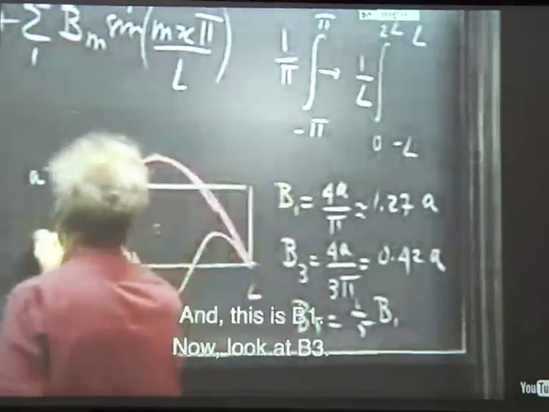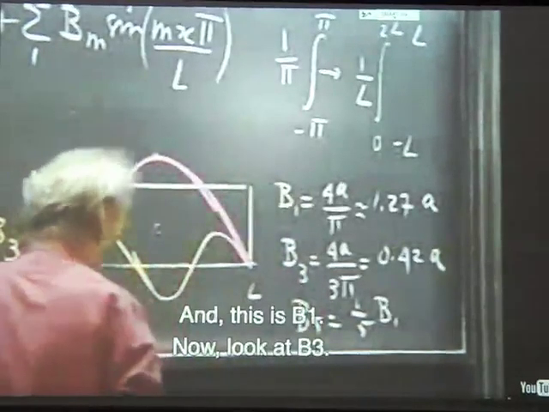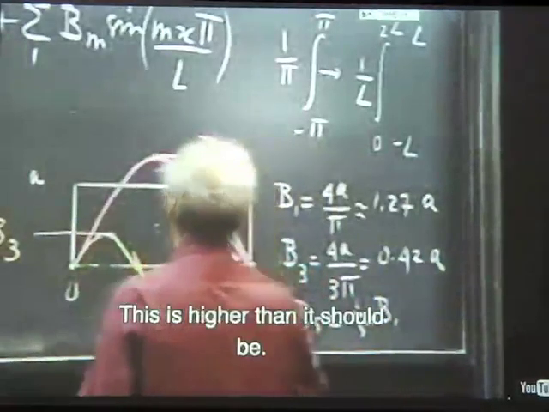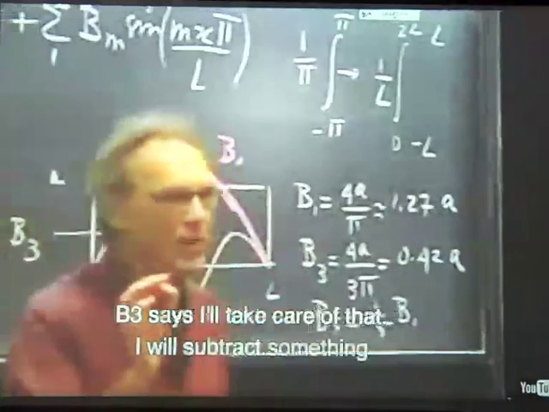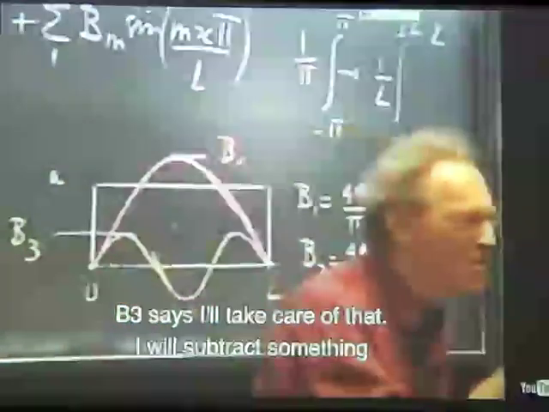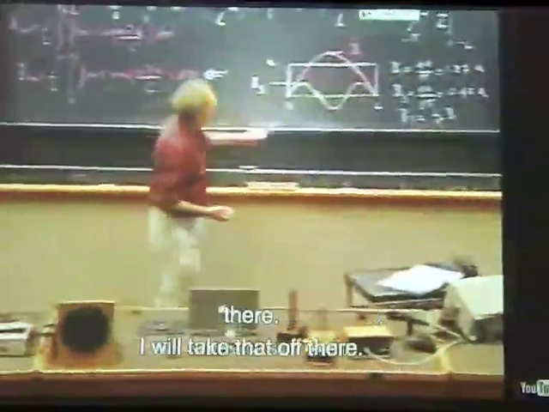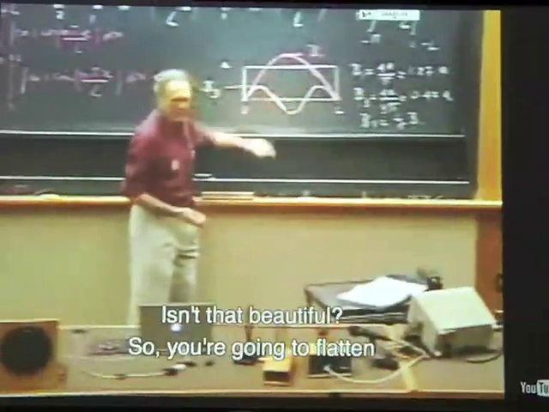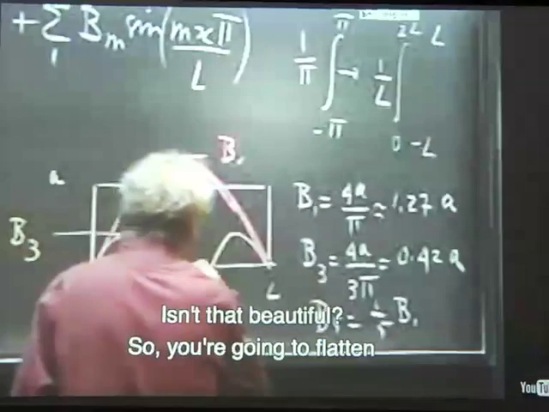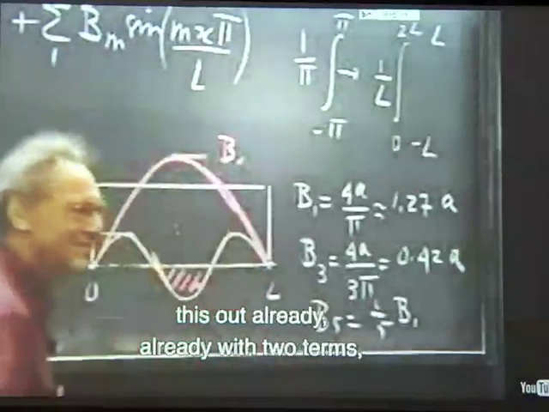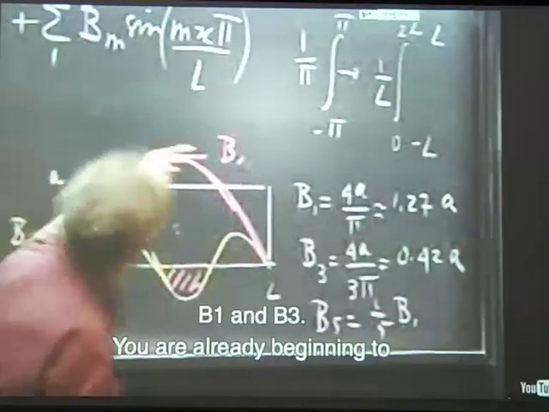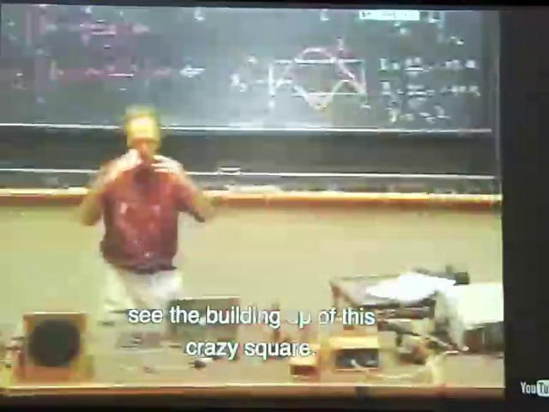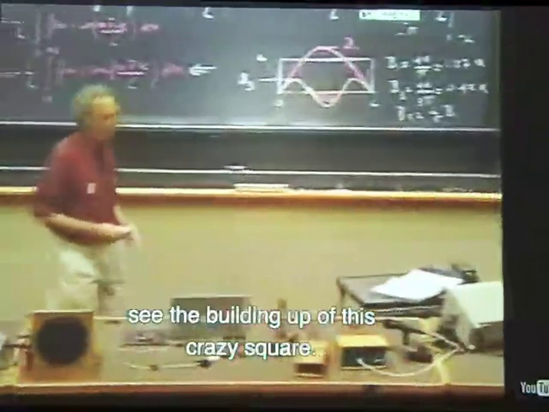So this now is B3, and this is B1. Now look at B3. Look at the beauty of Fourier analysis. This is higher than it should be. Oh, B3 says, I'll take care of that. I will subtract something there. We'll take that off there. Isn't that beautiful? So you're going to flatten this out already. Already with 2 terms, B1 and B3, you're already beginning to see the building up of this crazy square.